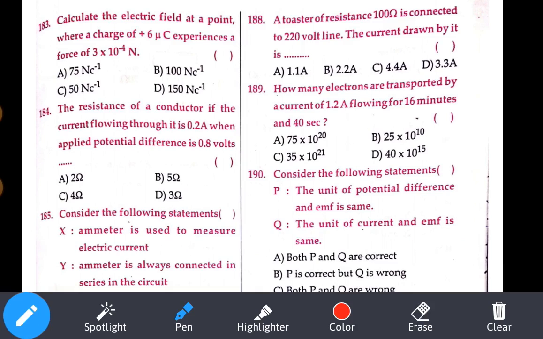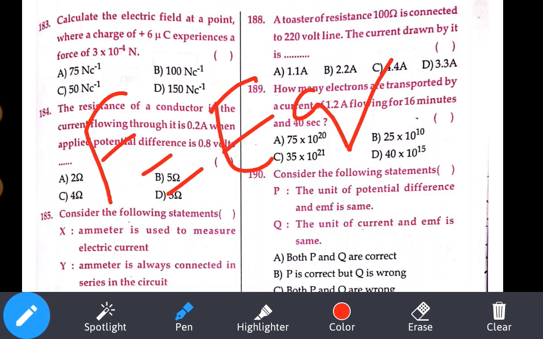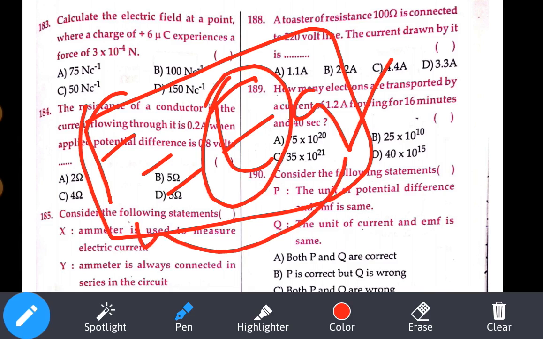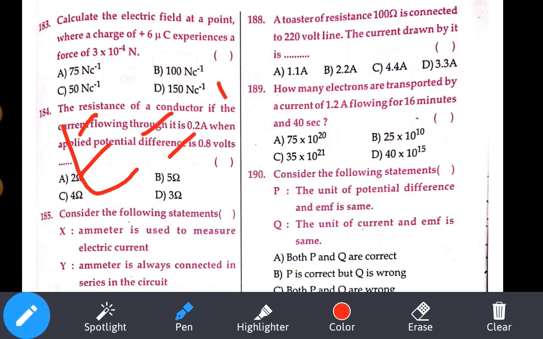Calculate the electric field at a point where a charge of plus 6 microcoulomb experiences a force. Now they have given the force, right? Electric force F is equal to field into charge. There is a formula, F is equal to EQ. Understood? Remember it. Now here they have asked for the E value. You bring this Q to the left side, it becomes division. So E is equal to F by Q.